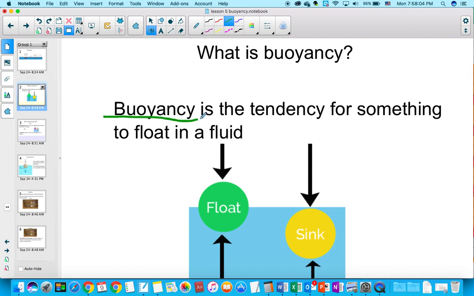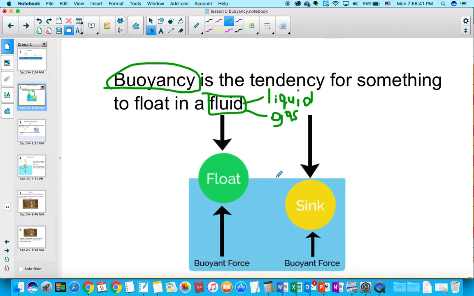Buoyancy, you need to know this word, is the tendency for something to float in a fluid. Now, when I say fluid, I don't just mean water or liquid. If you remember from grade 7, a fluid can be a liquid, or a gas. And that's because fluids are anything that can flow. Liquids flow, gases flow. But we'll talk about that later.